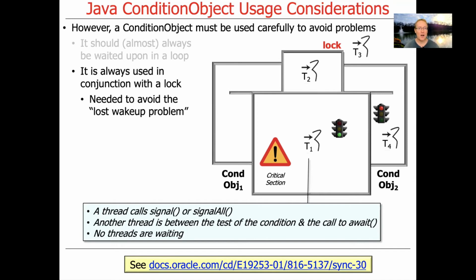And so the way to avoid this is actually quite simple with Java condition objects. Always make sure you call signal or signalAll with the lock held. And if you do that, you should never have a problem with lost wake-up. If you don't do that, if you try to get too clever, then you can end up with lost wake-up bugs.